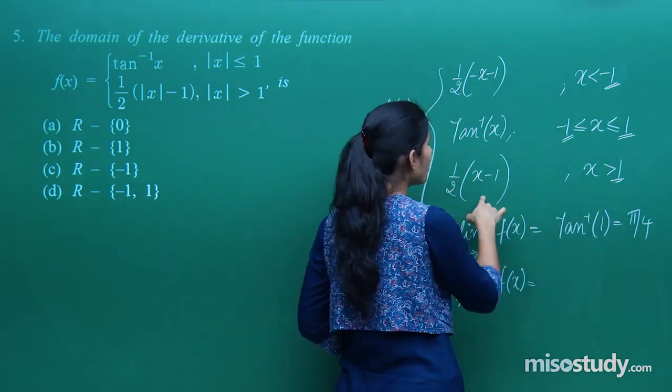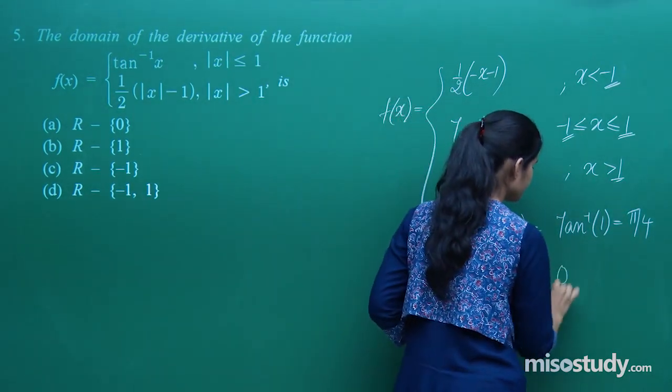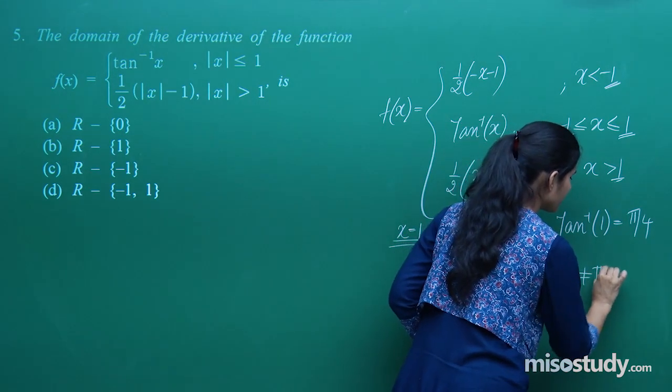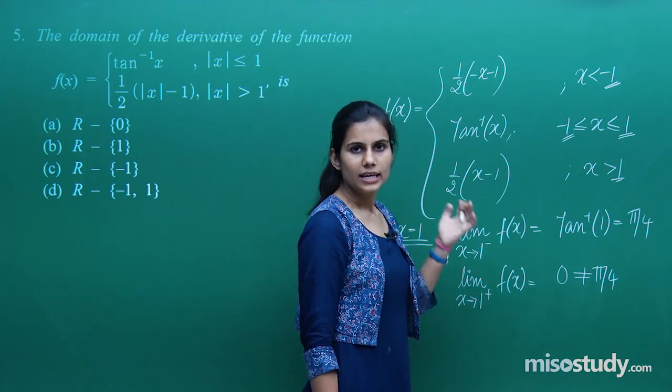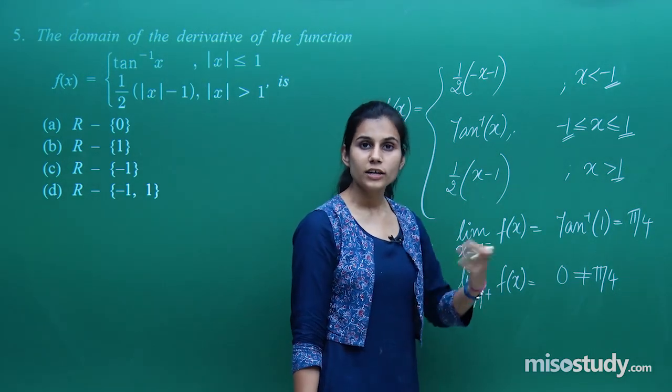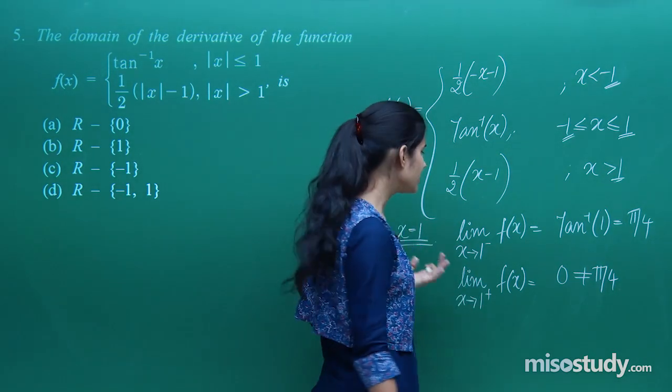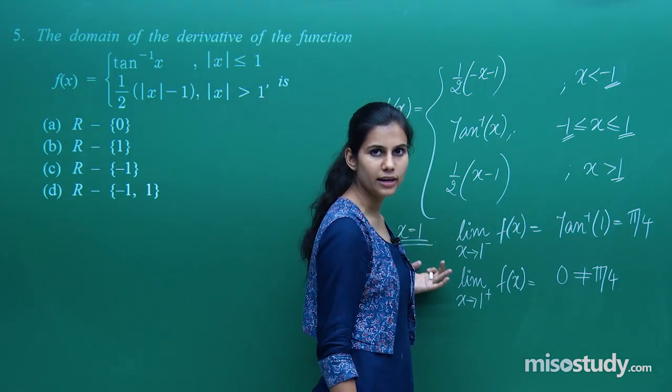The limit as x tends to 1 from the positive side is 0, which is not equal to pi by 4. That means f is discontinuous at x equals 1. Not continuous at a point implies not differentiable at that point. So the function is not differentiable at x equals 1.